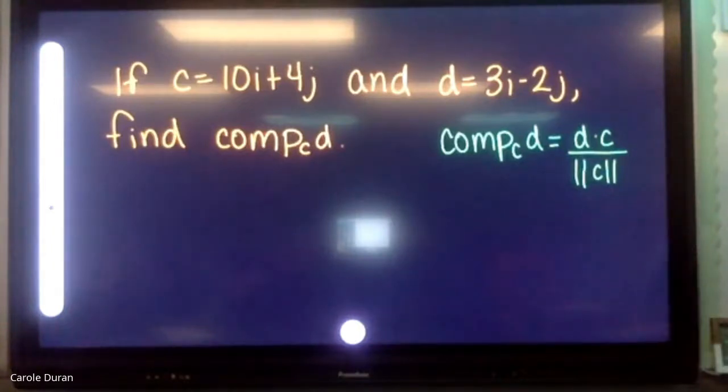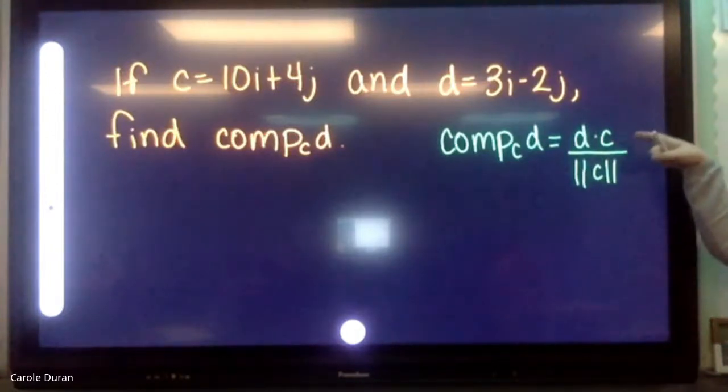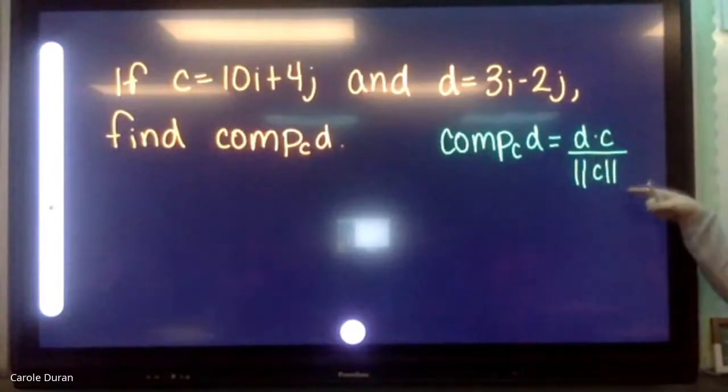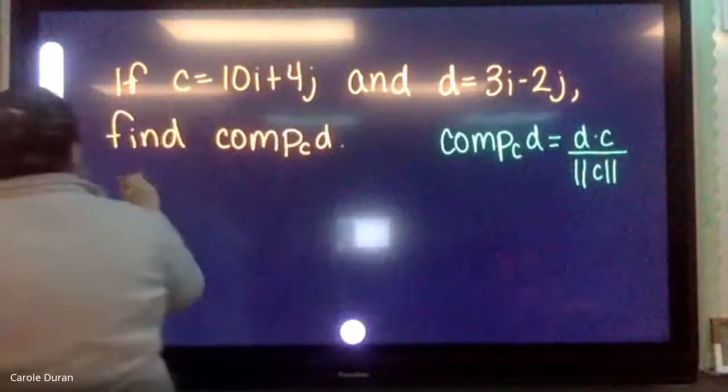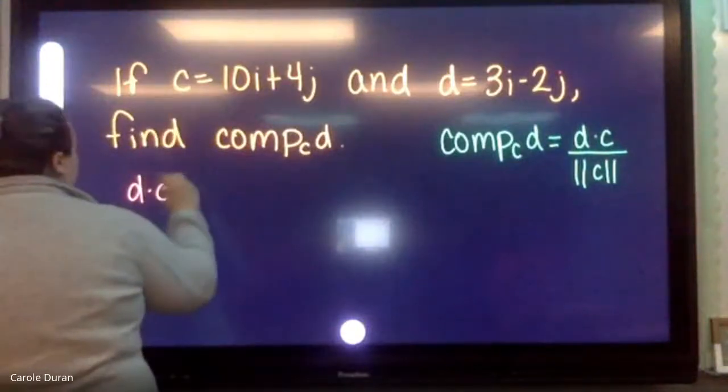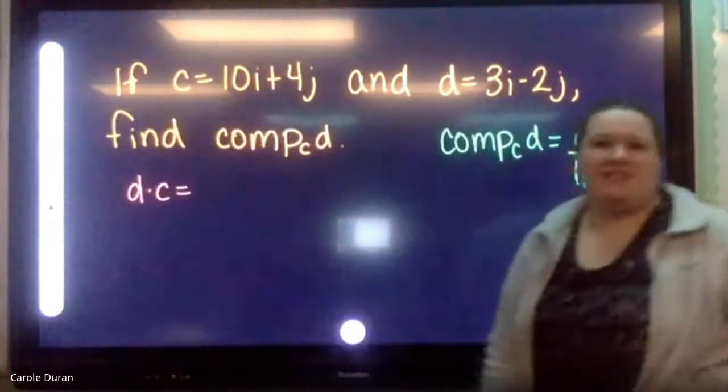And then we're going to graphically look at what this looks like and what part of the graph this specifically is identifying for us. The good news is, since we have a formula, we're just going to follow the formula. So in order to solve this, I need to know what the dot product of D dot C is, and I have to know what the magnitude of C is. So we're going to start with the dot product. I would like to find D dot C.